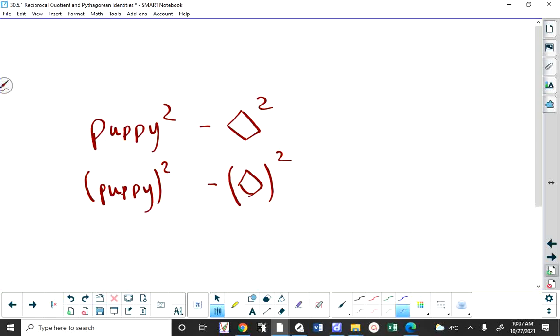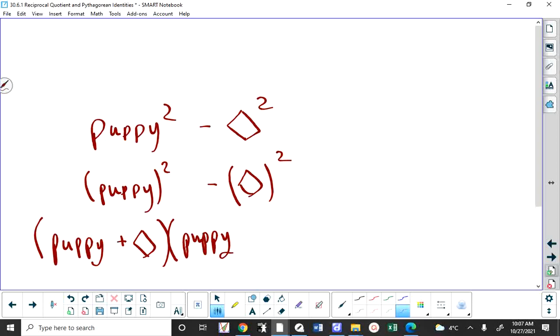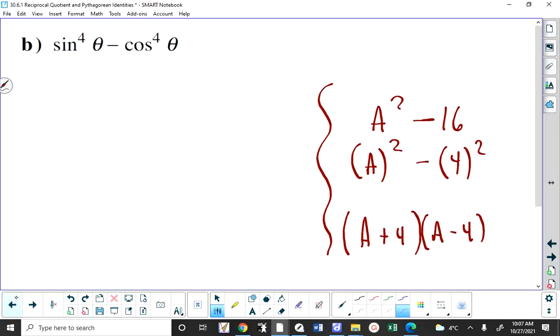So then we can factor this into the first thing that's being squared plus the second thing that's being squared, multiplied by the first thing that's being squared, minus the second thing that's being squared. Now, just a side note here. The order in which you write these two factors doesn't matter, right? You could put puppy minus diamond first and then puppy plus diamond second. Does that make sense so far? Okay, so now let's try to turn this thing into what we're talking about here. Is sine to the 4 of theta something squared?